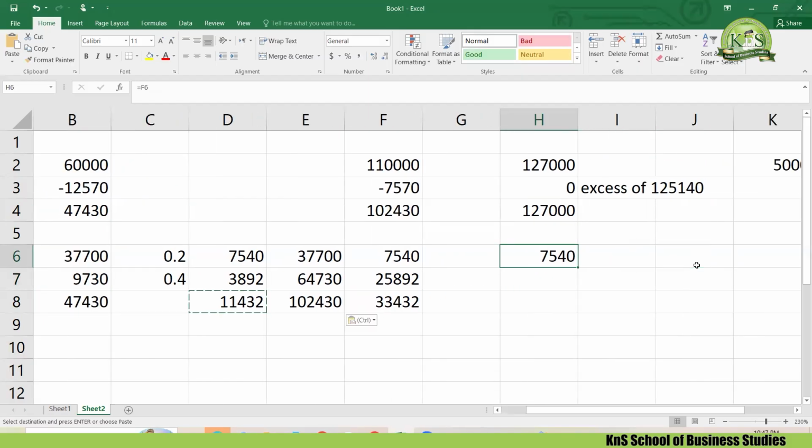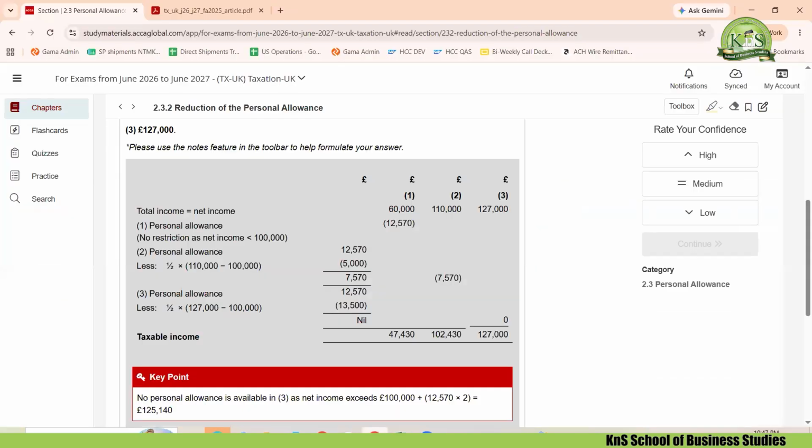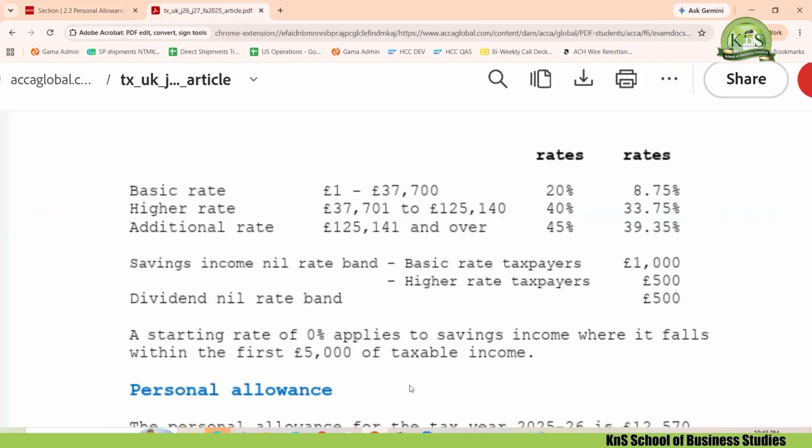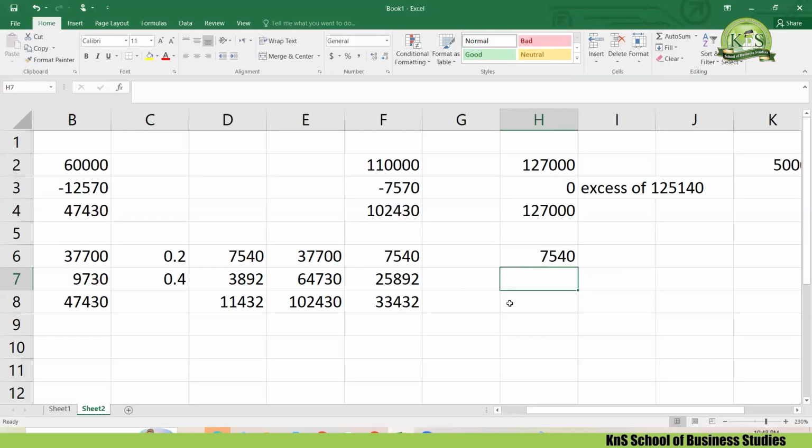Now moving forward here, no personal allowance, nothing. So what will happen over here? The basic rate one will obviously be similar: 37,700 multiplied by 20%. Then what will happen with the higher one? What is the band for the higher one? You can see your tax tables again and again. 125,140. So what I will do is 125,140 minus 37,700, and I will apply 40% to it.